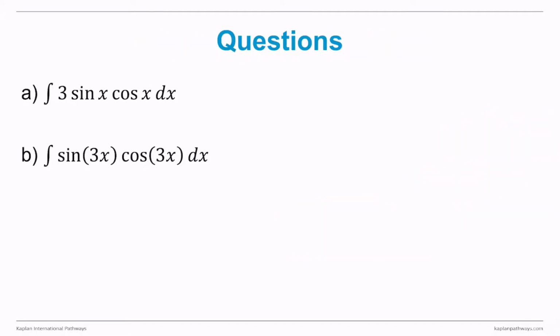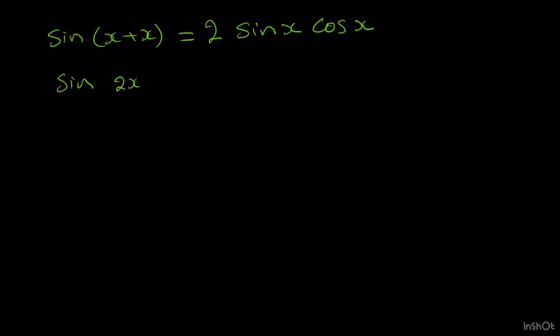These are 2 questions now for you. I will explain it for you as well. So we have, okay, before I explain this, let me just tell you something. Here if we have sine x plus x, then after we work it out, there's going to be 2 sine x cosine x, and this ends up with sine 2x equals 2 sine x cosine x.